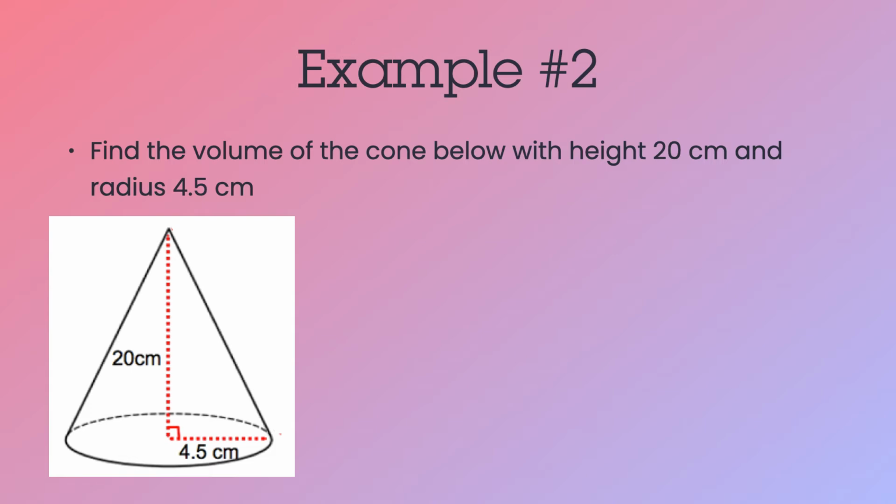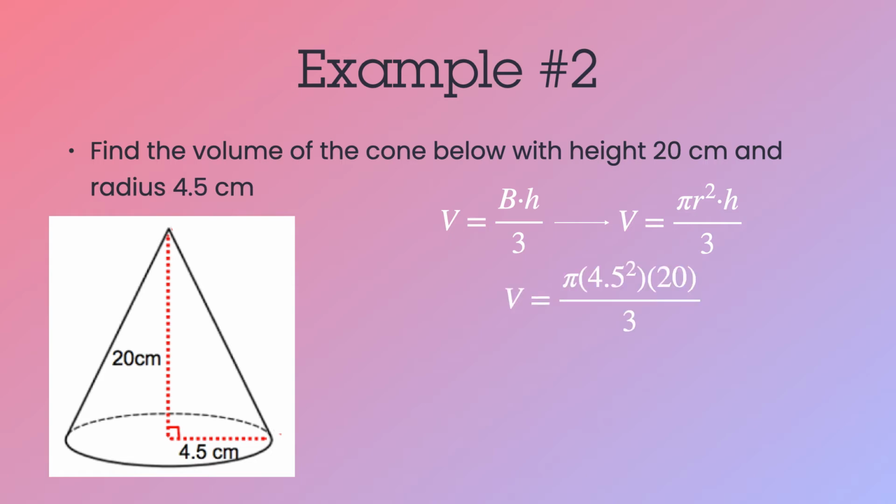Example 2, let's find the volume of the cone that's shown below that has a height of 20 centimeters and a radius of 4.5. Now again, we're going to use that pyramid formula, but since this is a cone and our base is a circle, we can fill in pi r squared for that capital B. Now our radius is 4.5, height is 20, so we'll fill those in for r and h respectively. And we start simplifying. 4.5 squared times 20 gives us 405, but then when we divide by 3, we get 135. So our exact answer would be 135 times pi.